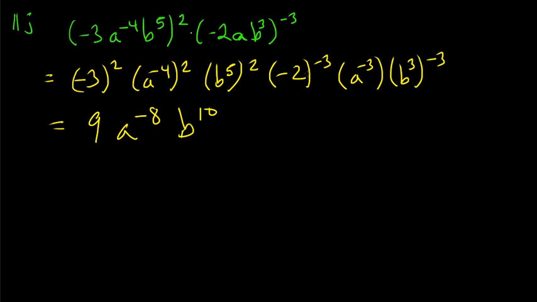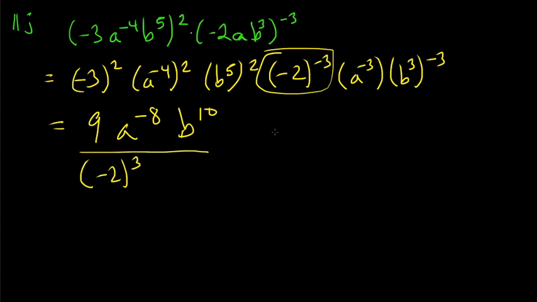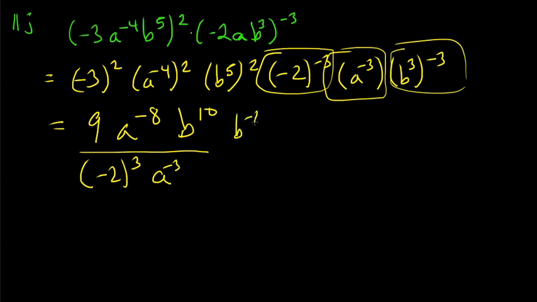And here's where it gets tricky, right? Negative 2 to the negative 3, right? It's not negative 8. Remember, a negative exponent here means it's the reciprocal, right? So it's going to be negative 2 to the positive 3, but in the denominator. Same thing with a to the negative 3. If you want to make it a positive 3, you can bring it downstairs. And then this becomes b to the negative 27, right? 3 times negative 3 is negative 27. Right. So again, if you want to make them a positive exponent, we can bring it downstairs.